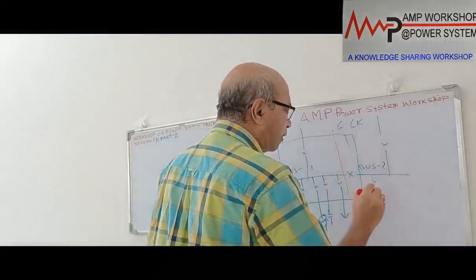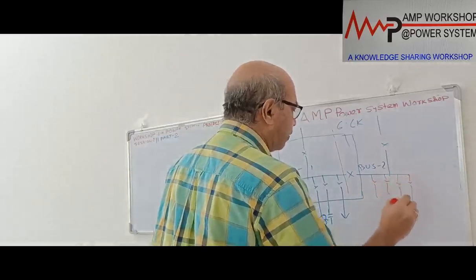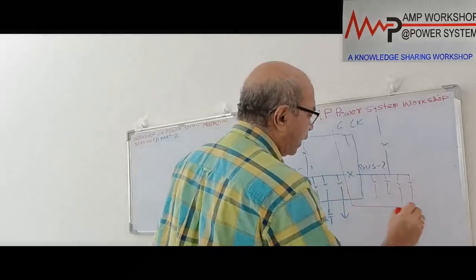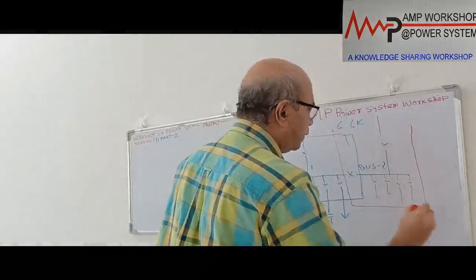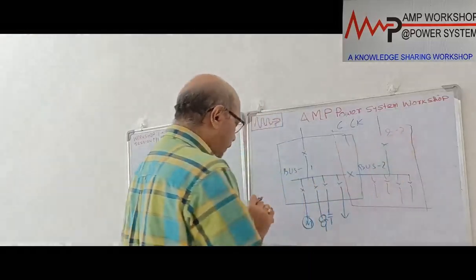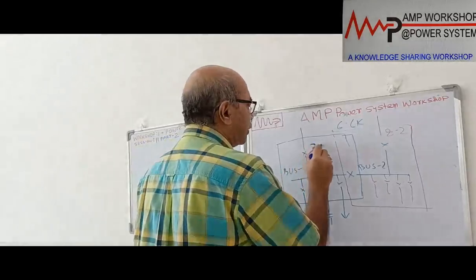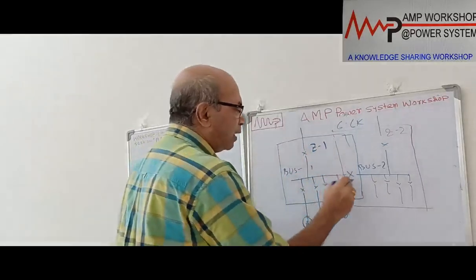There will be outgoing feeders from here, similar to the incomer, on the other bus section. Various outgoing feeders are going from here. So this will be the second zone. So we have two zones. Zone 2, and this is zone 1. These are the two zones for the switchgear which we need to protect. So in both the zones, the bus coupler is common.